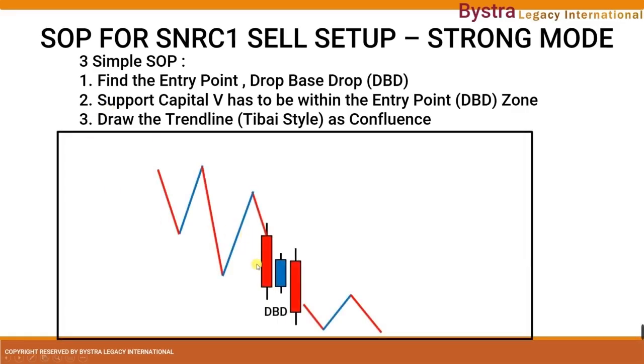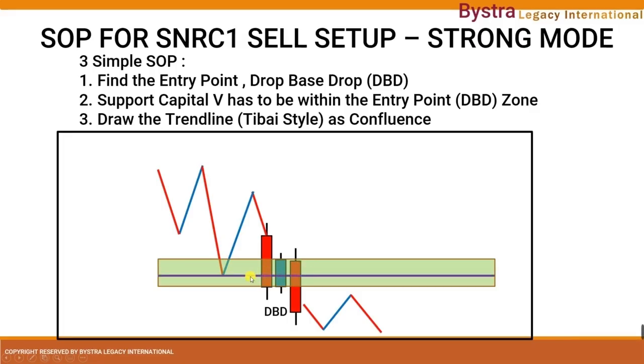Same as before, this is a drop base drop. So we mark the zone. Inside the zone we have the capital letter V, which is the support. We will put our pending order of sell limit at this area, in line with the edge of the support, which is the capital letter V.